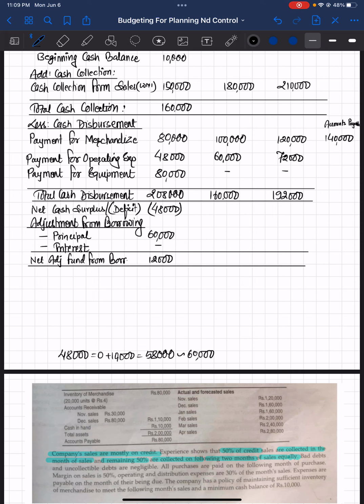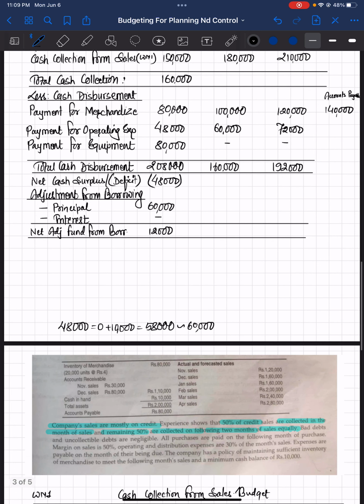That is the net amount of borrowing. And if we adjust this cash surplus and deficit with the net adjusted fund from borrowing, then we'll get this ending cash balance. Oh, my bad. This is going to be 60,000 and this is going to be 12,000.